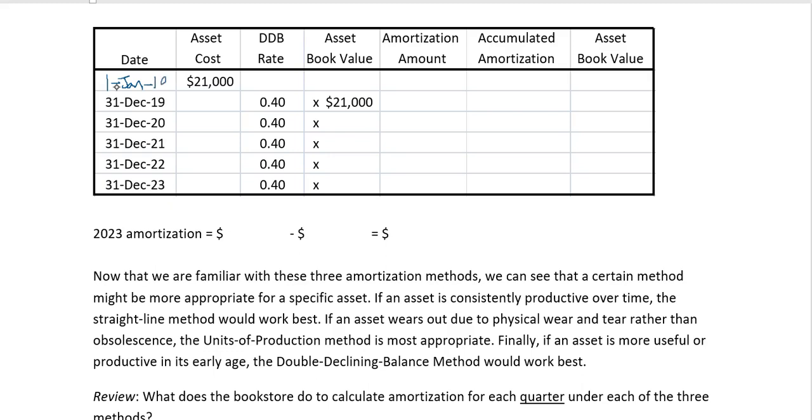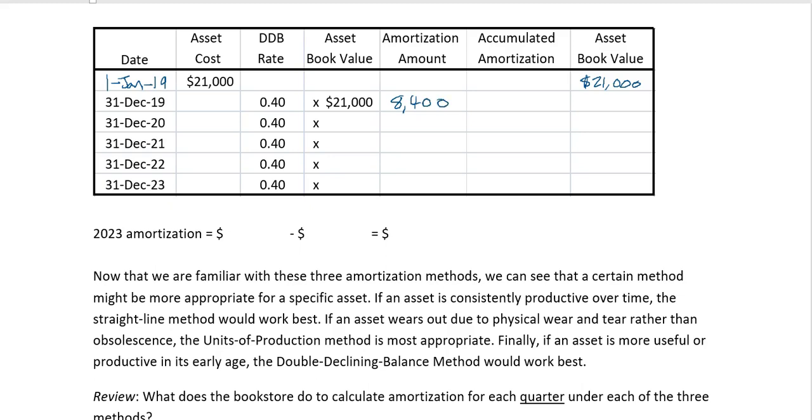Let's start by writing down the date again. So in the first row, we have asset cost. This goes all the way over and gets entered in as the asset book value. Now the beauty of this method is that the asset book value gets copied straight down here. And it happens throughout until the very end in this case. So we've already solved the first calculation earlier in the note.